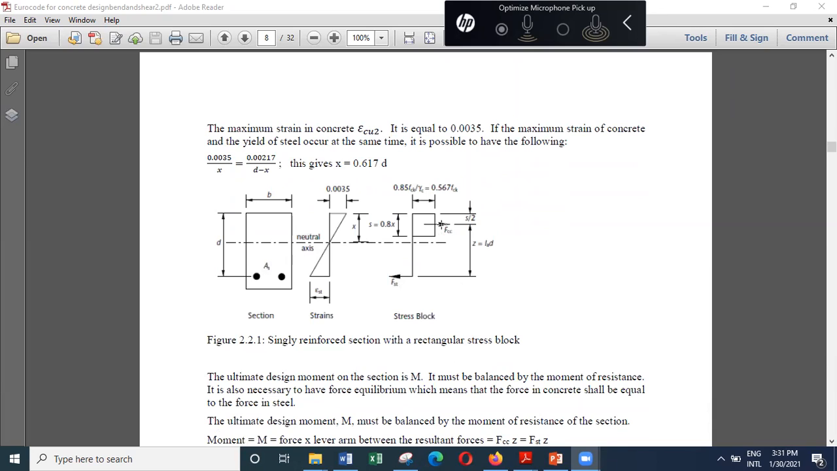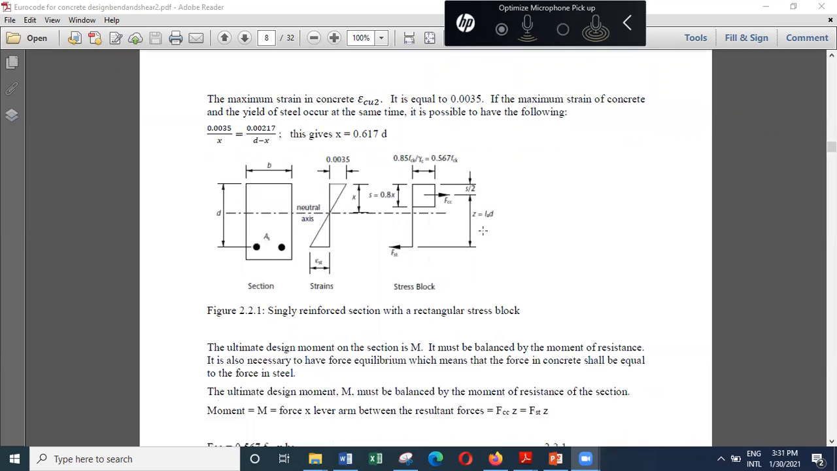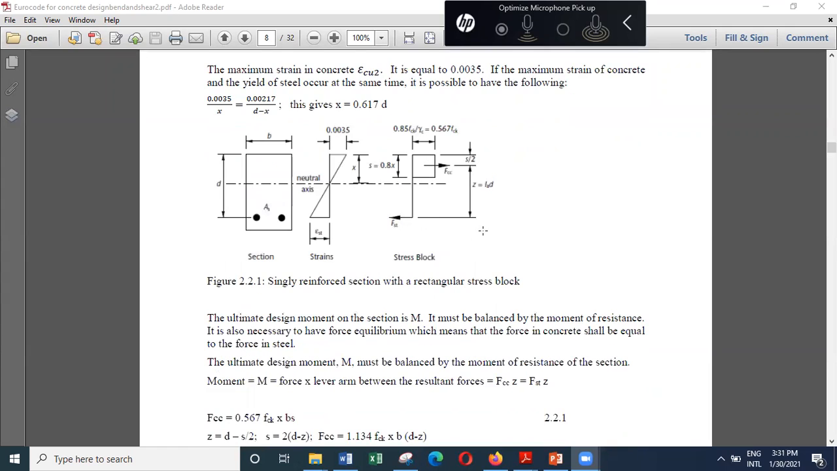And similarly, if you consider this particular section, the section should be in equilibrium. Because of that, you say FCC is equal to FST. The force in steel is equal to the force in concrete. So you'll end up with a few equations.